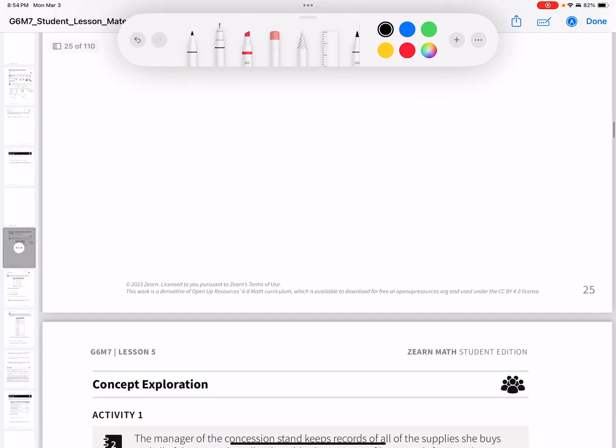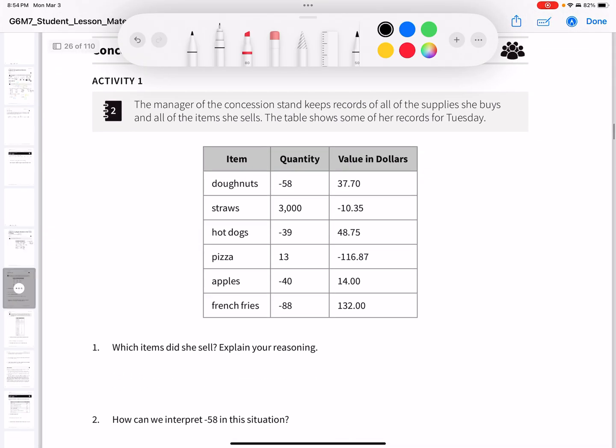All right, here we go. Our next activity. The manager of a concession stand keeps records of all the supplies she buys and all of the items she sells. So things she buys and things she sells. The table shows some of her records for Tuesday. All right, so this one we have our quantity and the other column is our value in dollars. So quantity is the number of items we have. Value in dollars is the money that we get or give, right? The money we spend or the money we receive.